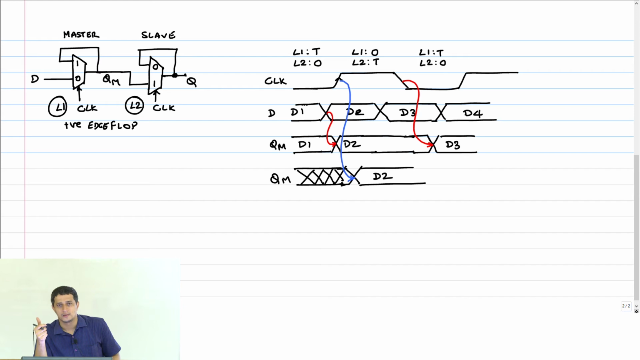L1 is transparent, but L2 is opaque. The moment the clock goes low, L2 becomes opaque and therefore it is going to retain the state. What is that state? D2. So it's going to simply retain D2 all the way till here. And eventually you will see the same thing, because now D3 has changed. Of course, L1 is transparent, so therefore you will find a change.